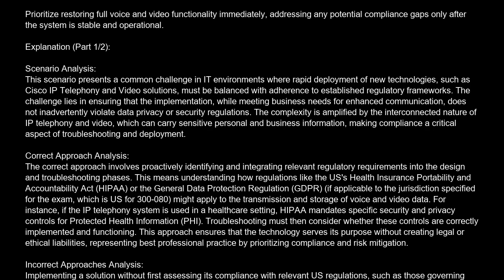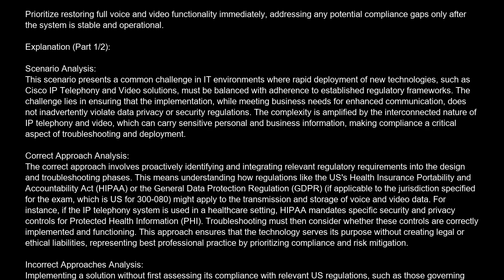The challenge lies in ensuring that the implementation, while meeting business needs for enhanced communication, does not inadvertently violate data privacy or security regulations. The complexity is amplified by the interconnected nature of IP telephony and video, which can carry sensitive personal and business information, making compliance a critical aspect of troubleshooting and deployment.